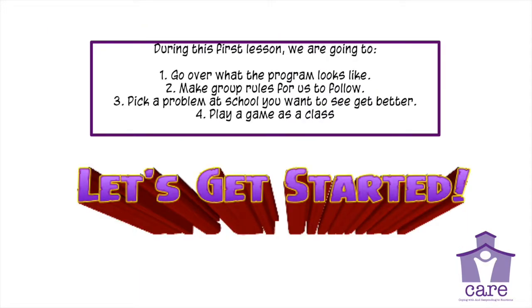And then finally, at the bottom of page 3 of the student workbook, we've got just a little roadmap for students for what we're going to be doing. You can tell them we're going to go over what the program looks like. We're going to make group rules for us to follow. They're going to pick a problem at school that they want to get better at, and then they're going to play a game as a class.